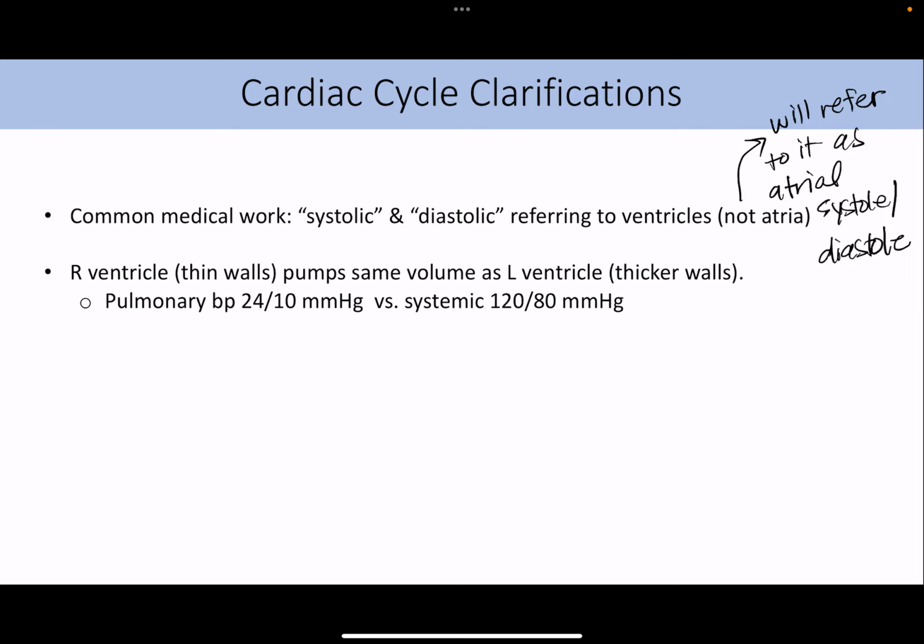And then, like I mentioned before, our right ventricle has thin walls because it's only pumping to the lungs. But it's going to have the same volume as the left ventricle. So even though the right ventricle is thinner and has less force, it doesn't matter. They're both going to have the same volume of blood. We're filling both sides of the heart the same. It's just that one side pushes out more forcefully than the other. So our pulmonary blood pressure is going to be a lot lower because our right ventricle is a lot thinner, versus our systemic pressure, which is what we usually measure, which is going to be higher, 120/80.